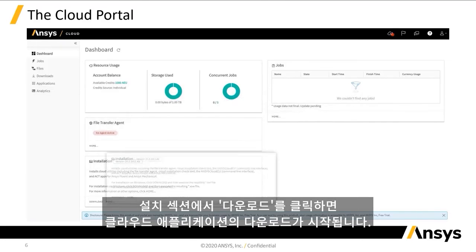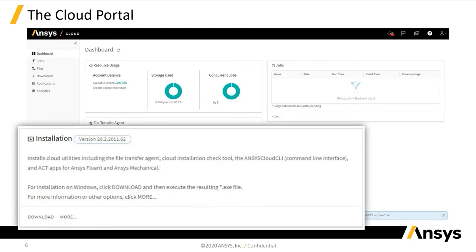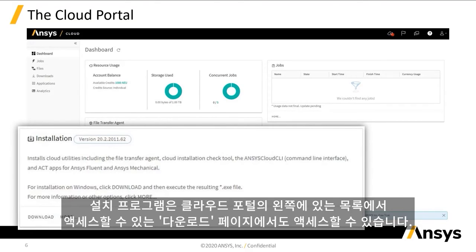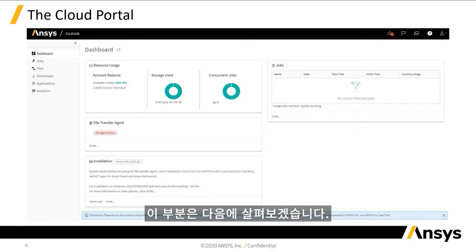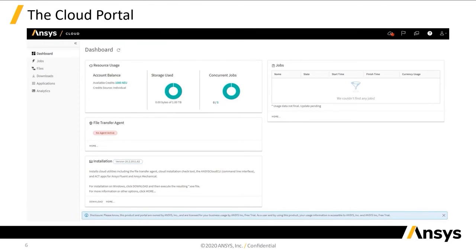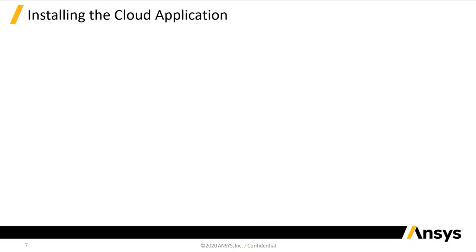Clicking Download in the Installation section will initiate the download of the cloud application. The installers can also be accessed from the Downloads page, accessible from the list on the left side of the cloud portal. We'll take a look at this next. Now that we've reviewed the dashboard page, we can get started with the Cloud app installation.